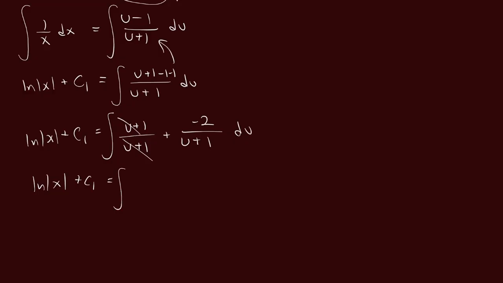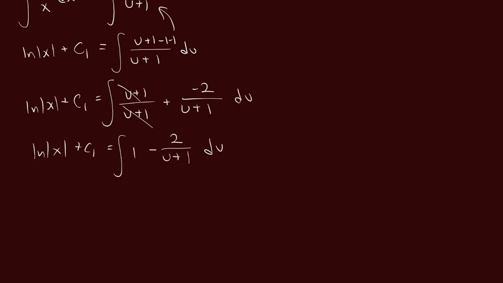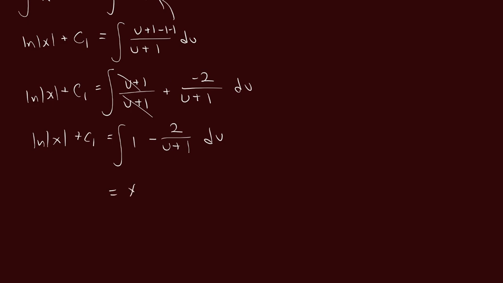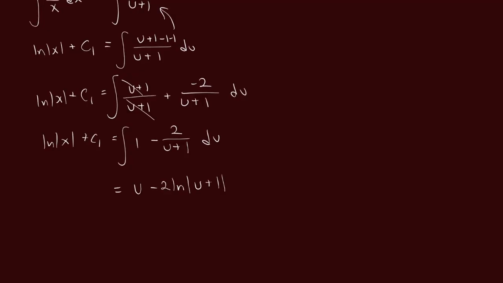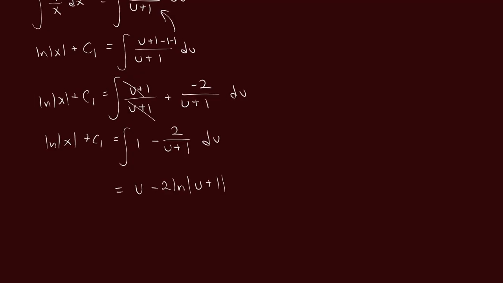So this is equal to the integral of 1 minus 2 over (u plus 1) du. And that's just u minus 2 ln of (u plus 1), plus c2.